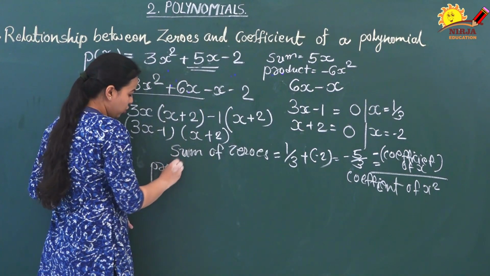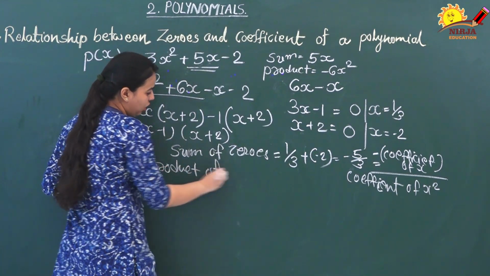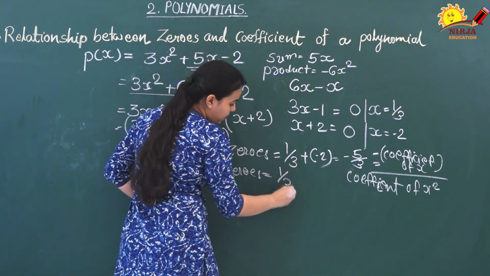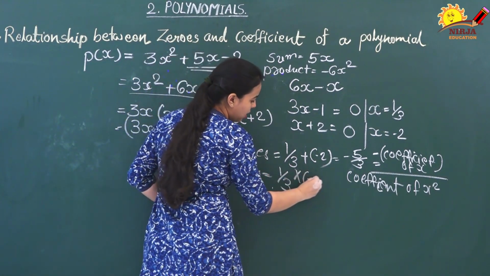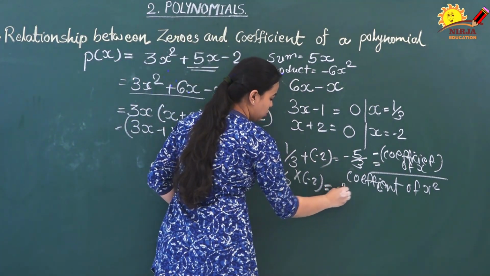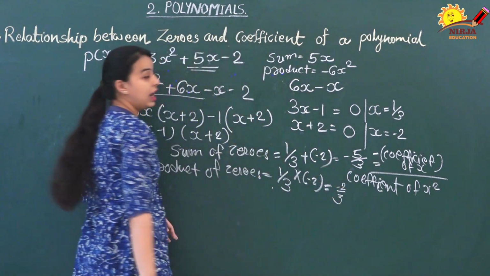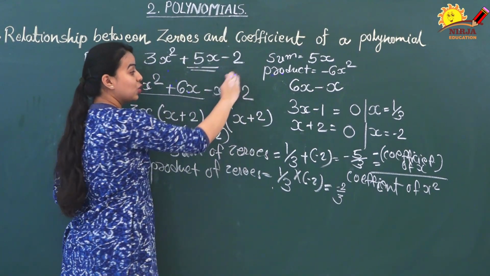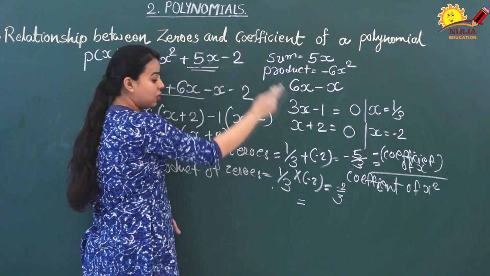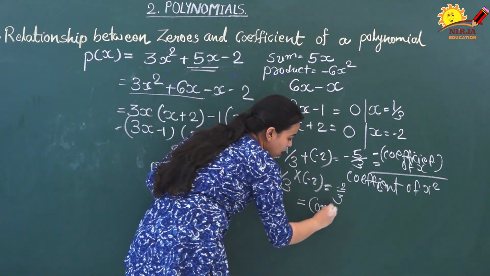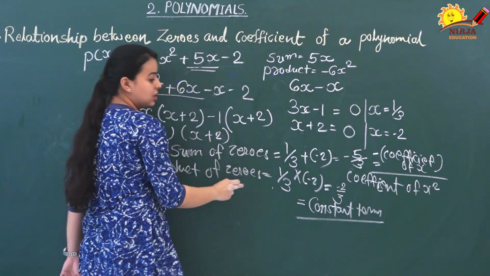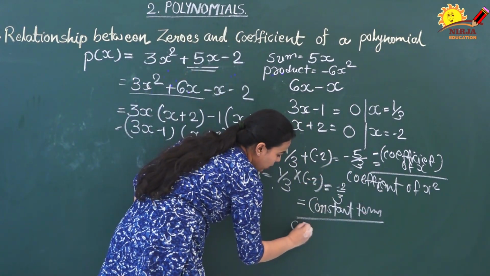Now let's do the product of these two zeros. If we do the product of zeros, 1 by 3 multiplied by minus 2, we will get the answer as minus 2 upon 3. And if you have seen, this minus 2 is the constant term in our polynomial. So in place of minus 2, we can write constant term, and 3 is the coefficient of x square.